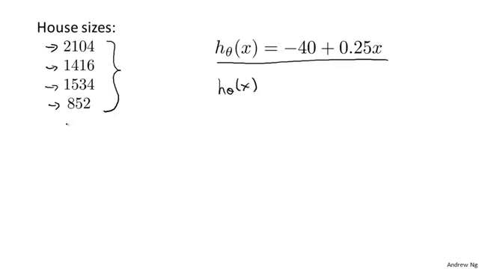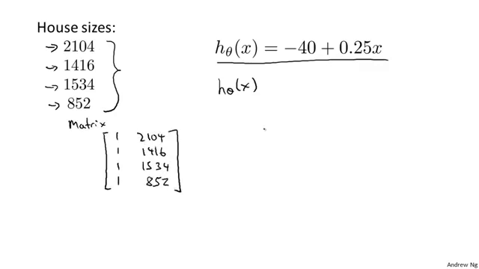So here's how I'm going to do it. I'm going to construct a matrix as follows. My matrix is going to be 1, 1, 1, 1, and next to it I'm going to write down the sizes of my 4 houses. And I'm going to construct a vector as well. My vector is going to be this vector of 2 elements, minus 40 and 0.25. Those are these 2 coefficients, theta 0 and theta 1.